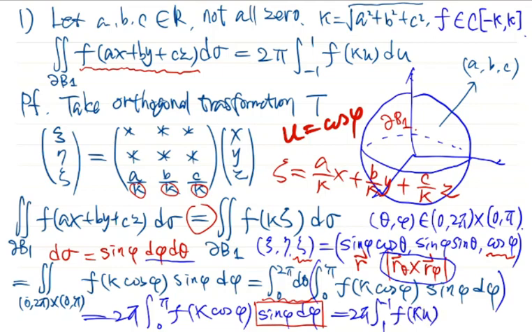Sine phi d phi is minus d cosine phi, so it is minus du. The minus sign, maybe I will write minus 1 du. This minus 1 will be used to switch the upper limit and the lower limit of this definite integral. And at this point, you obtain the right hand side of the equality we want to prove. And this completes the proof of this proposition.